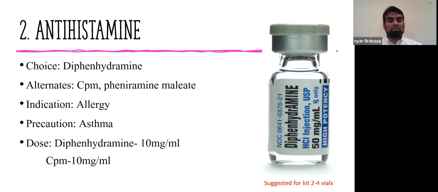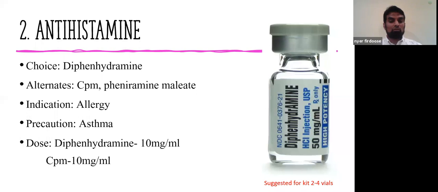Now, there are certain precautions again. Caution must be taken in the management of acute asthmatic episodes. The side effects of antihistamines are that they cause CNS depression, lead to decreased blood pressure, and also cause thickening of the bronchial secretions. Therefore, it is contraindicated in asthmatics.